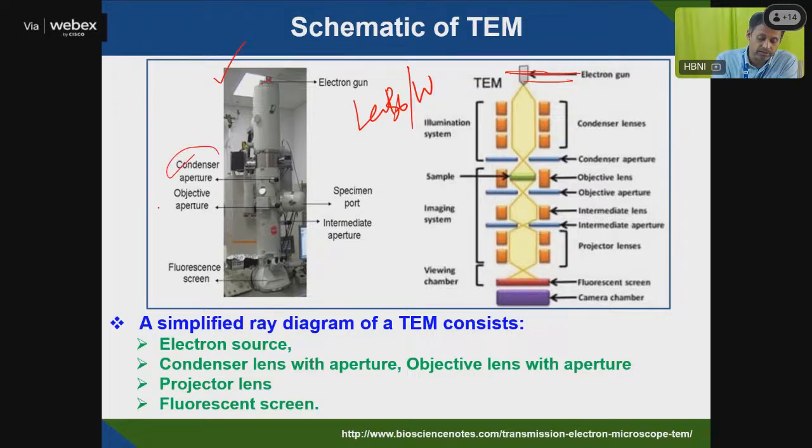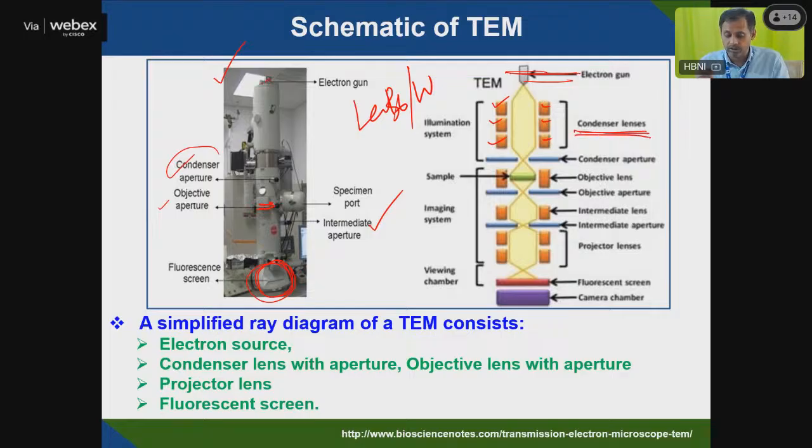And then you have various lenses: condenser lenses, a projective aperture, and intermediate lenses. Then you have a sample here. And finally, at the bottom, you have a fluorescent screen, a projector, where you're able to see the particles or the image of the sample. Nowadays, instead of a camera, CCD detectors, charge coupled detectors, directly take the image.